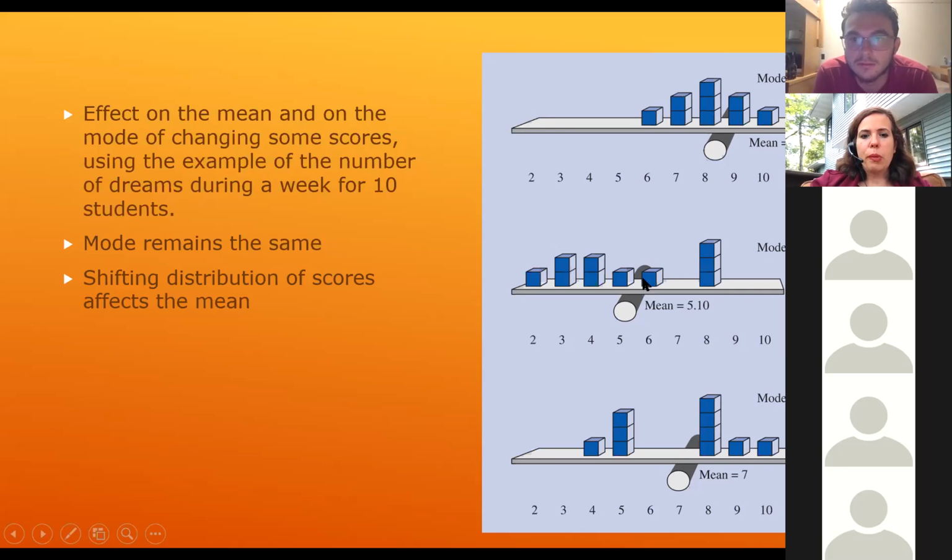In the second example, the values got redistributed lower. So there's more values that are lower. There's a higher amount of them compared to up top, but the highest occurring number is still 8. So the mean gets dragged down, the mode does not change.